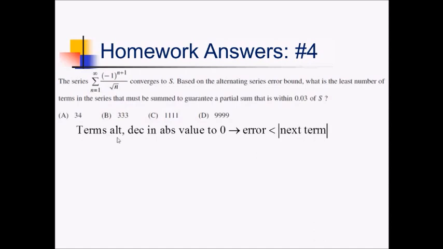So we can say that our error is going to be less than the absolute value of, I'm just going to call this 1 up top. The negative is not going to make a difference inside absolute value. So 1 over the square root of n plus 1. That's our next term no matter what n is. Now we want this error bound to be no greater than 0.03. So let me actually just set this expression equal to 0.03 and solve that on my calculator and see what n value gives me the exact error bound I want.